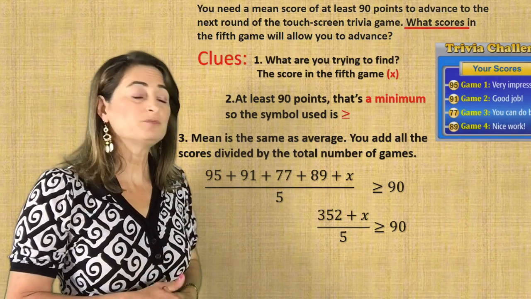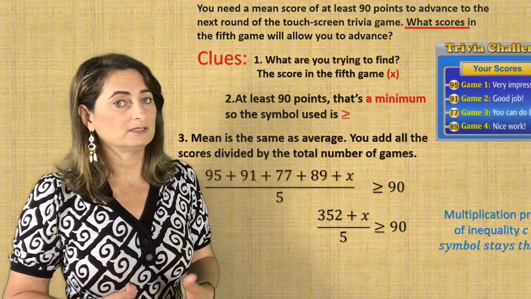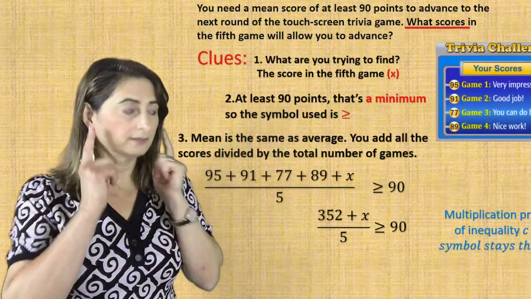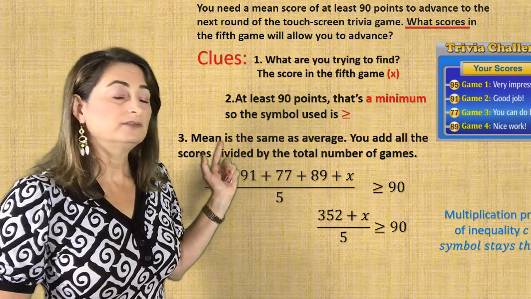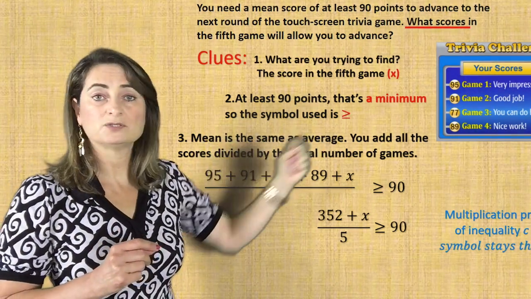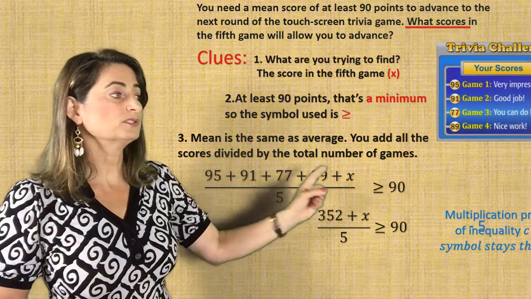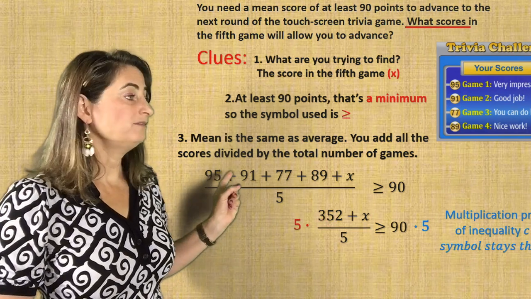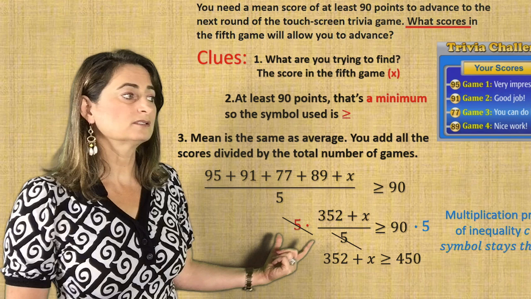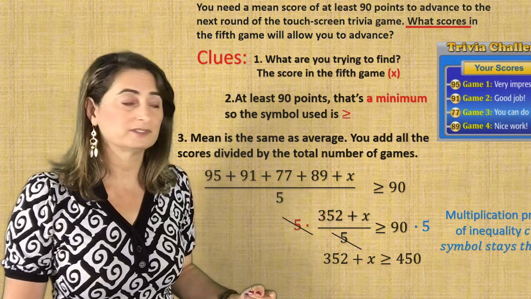Now, the multiplication property of inequality: if you multiply by a positive number, that's greater than 0, you keep the symbol the same. Keep that in mind. Now, to get rid of the 5 first. I don't get rid of 352 because I need to add X to it first, but the 5 is free. So multiply both sides by 5. 5 divided by 5, they cancel each other. You're left with 352 plus X greater than or equal to 90 times 5, which is 450.